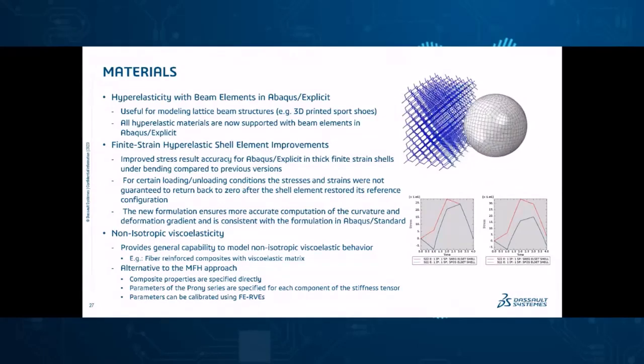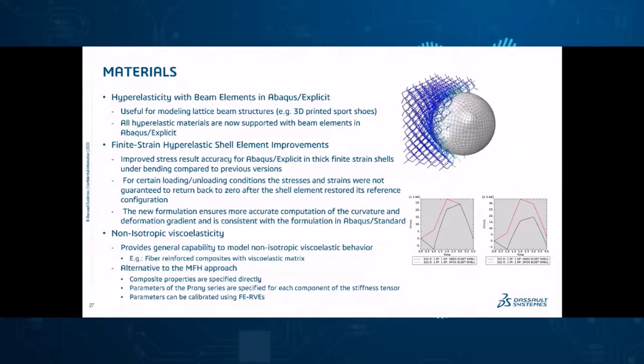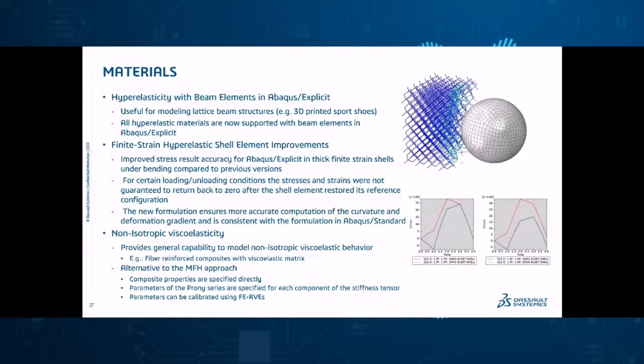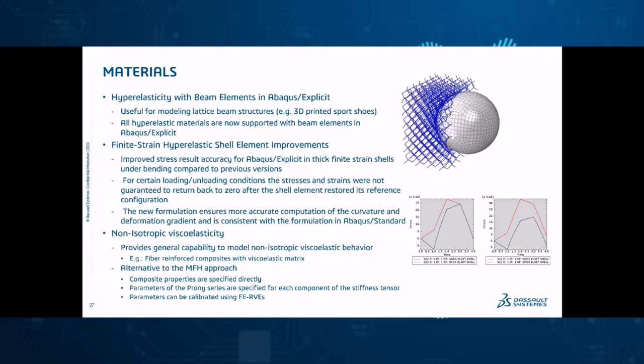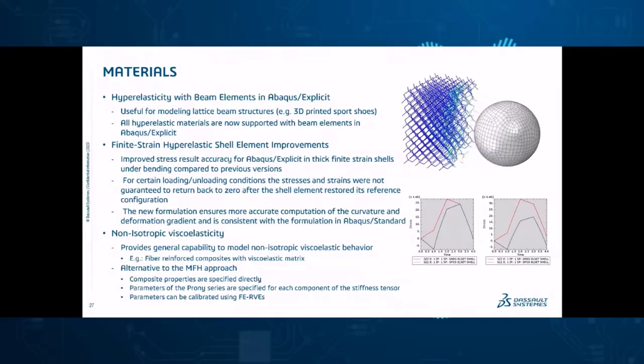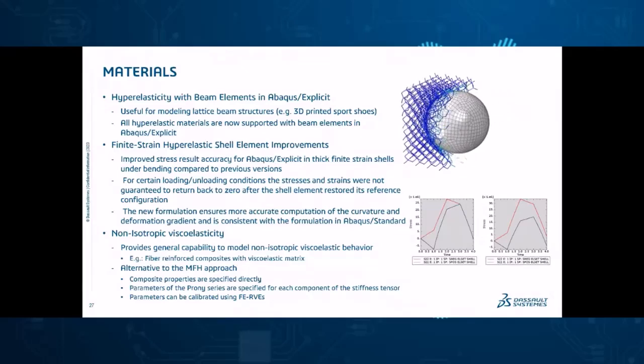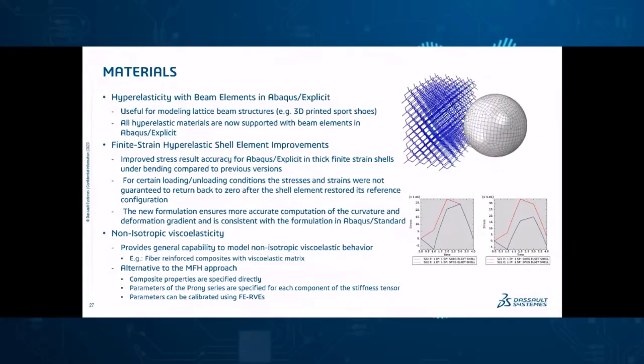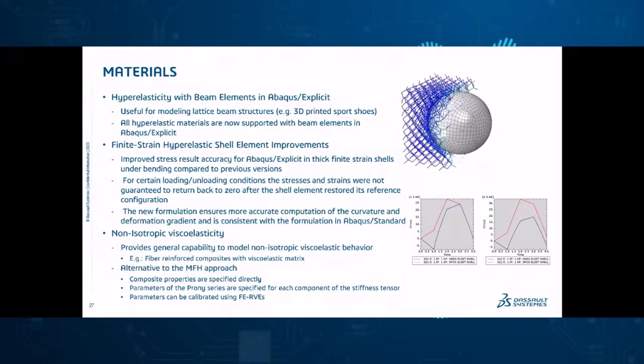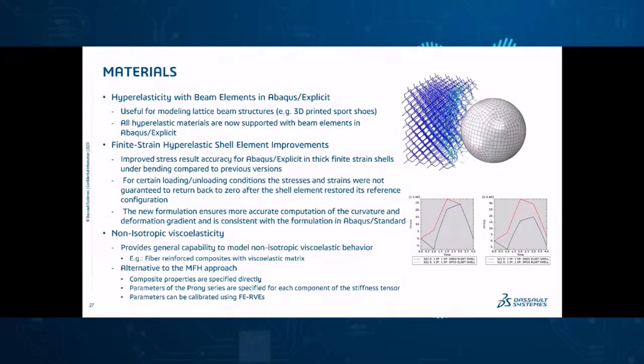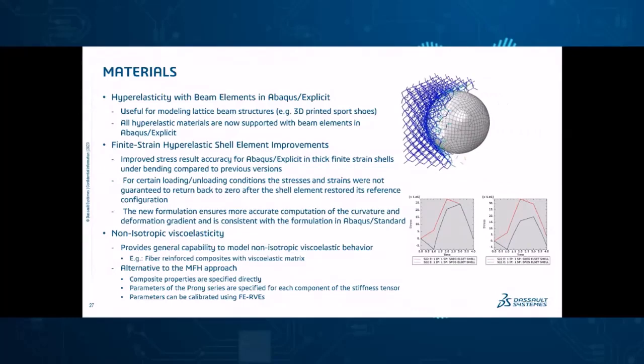Non-isotropic viscoelasticity. This is an alternative approach to mean field homogenization to model composite materials, and we support transversely isotropic behavior, typical for a UD, unidirectional composite, as well as orthotropic for, say, short fiber composites. It can be calibrated using experimental data along with an FE RVE element, and it's defined by using the Prony series to specify the relaxation parameters for different directions.